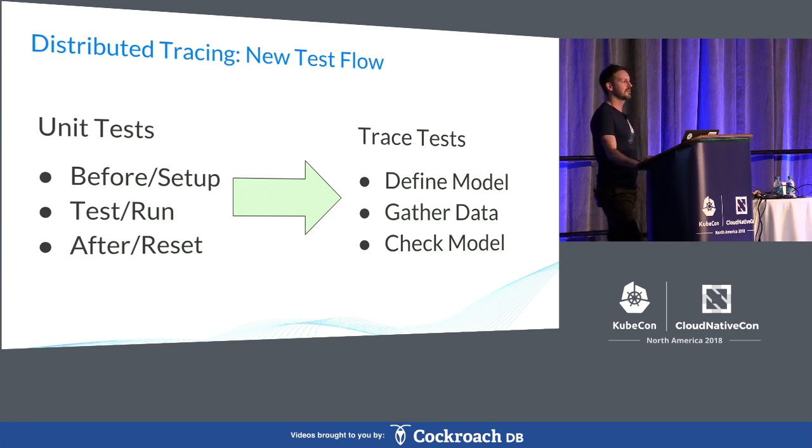So how could you take that tracing data that your system is producing and start feeding that into your testing models during development? The traditional test flow is usually some sort of before, test, after flow. You're setting things up, you're executing some code to test your code, and then you're resetting things afterwards. We're going to switch that to a slightly different model. It's going to look fairly similar, but it's slightly different. We're going to define our model. We're going to define the tests that we're going to make. Then we're going to gather some data, and we're going to check that data against our model.